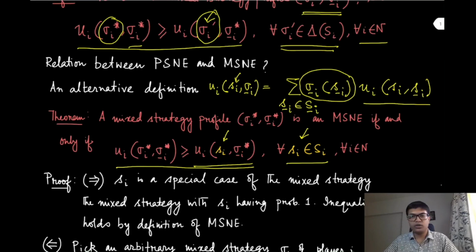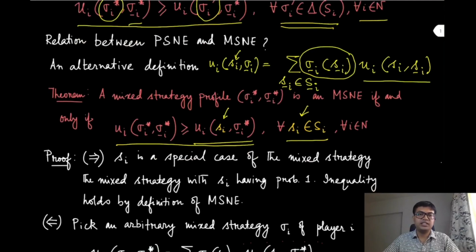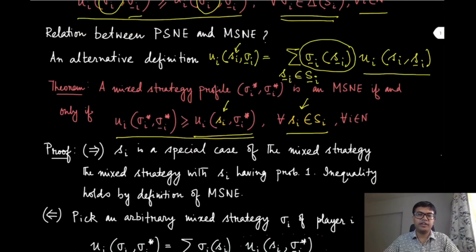So why are we calling it an equivalent definition? Because it's a necessary and sufficient condition. If you use this as a definition, then there is no change, because MSNE is this, and this also means MSNE. Okay, so let's try to prove this. First, prove the only if direction, the necessary direction.